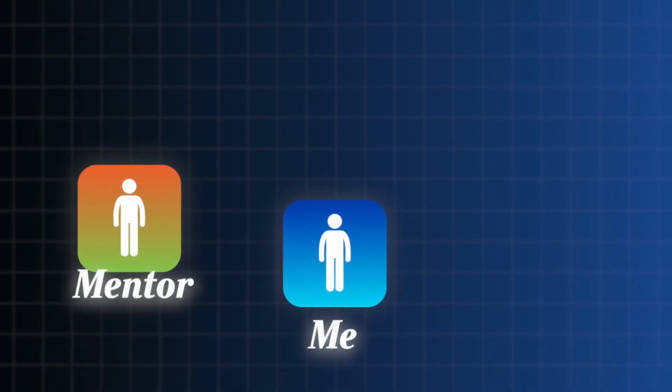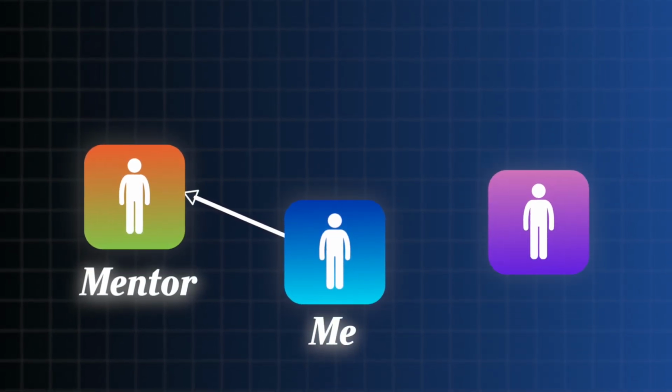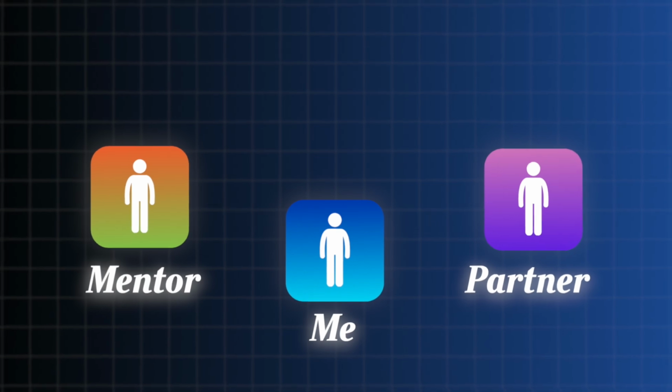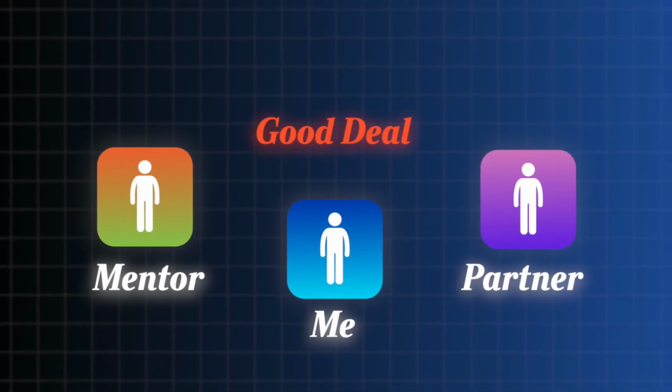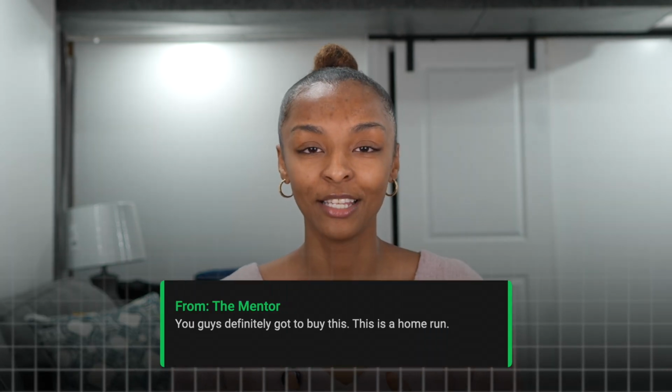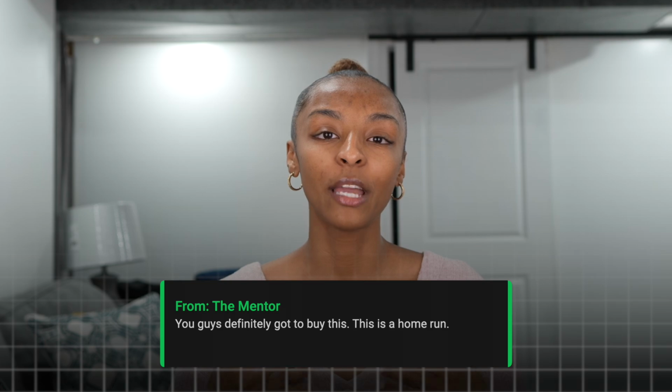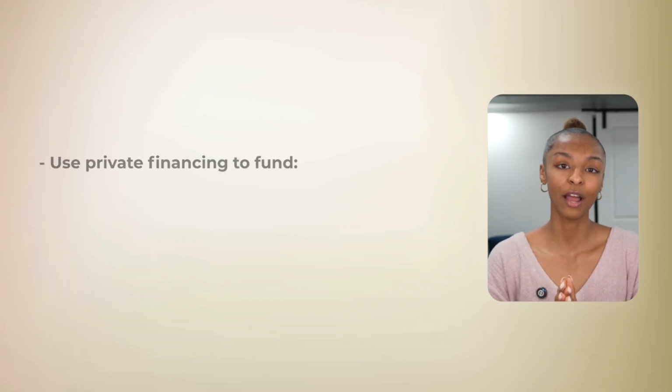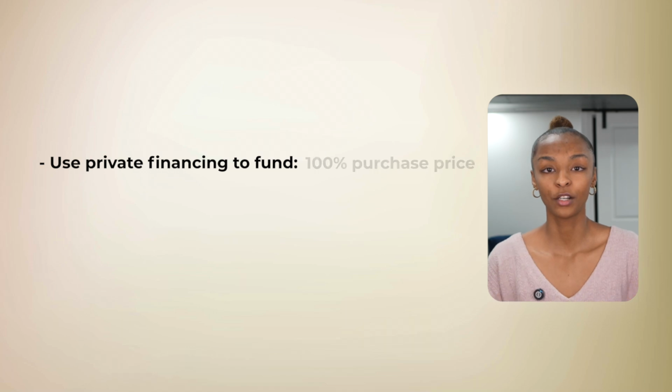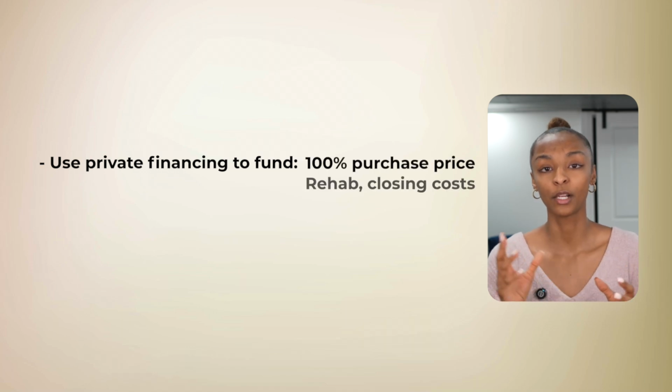And after the fact, I went and reached out to my mentor, talked to him about it, and also talked to my business partner at the time. And we were just running numbers and seeing if this was a good deal. And once we broke it down to our mentor, he was like, you guys definitely got to buy this. This is a home run. And we ended up purchasing the property, not with any of our own money. We used private financing to fund 100% of the purchase price, rehab, and closing costs.